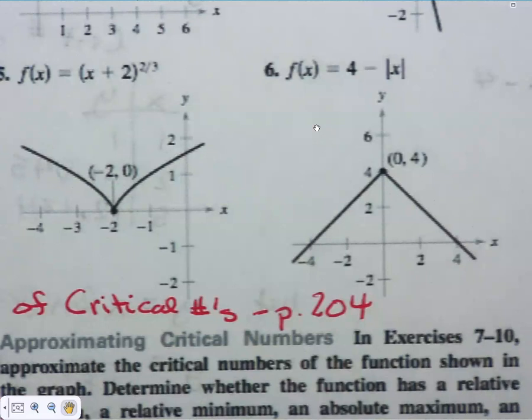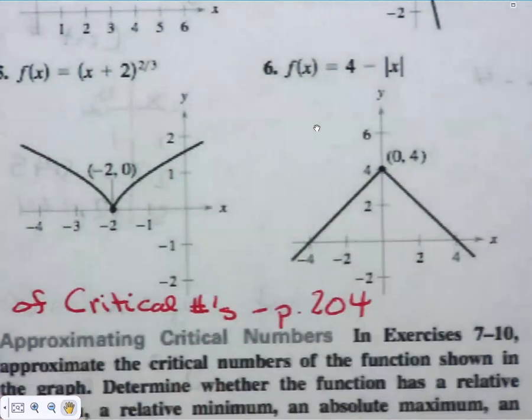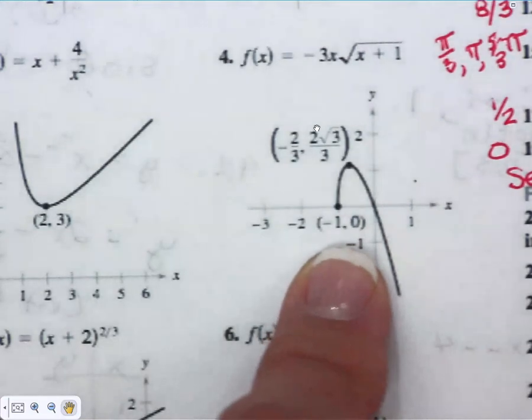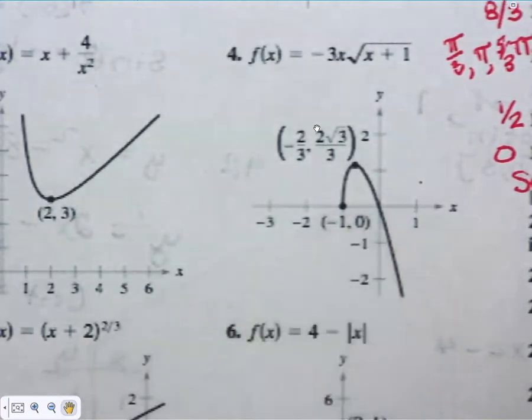Yes, sir. On number 4, what about negative 1, 0, would that be undefined? Oh, I didn't even notice that it was labeled. The point negative 1, 0. Trying to see if I can give you a hint or if I need to tell you.